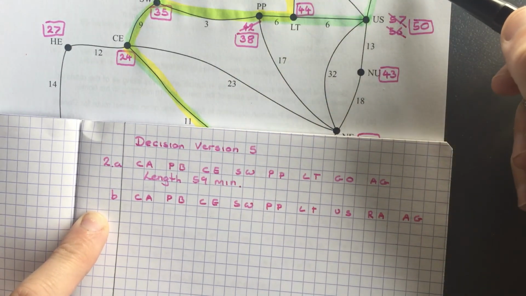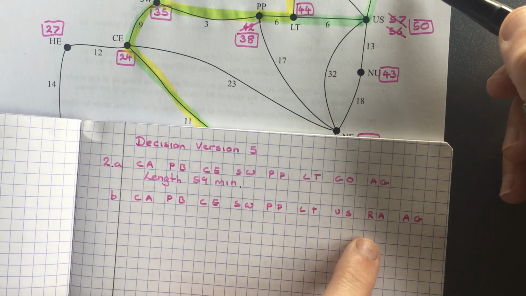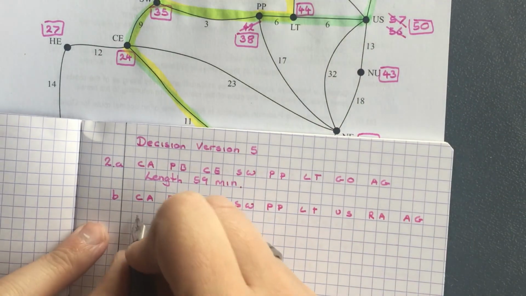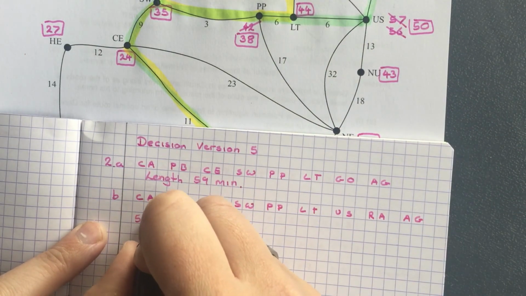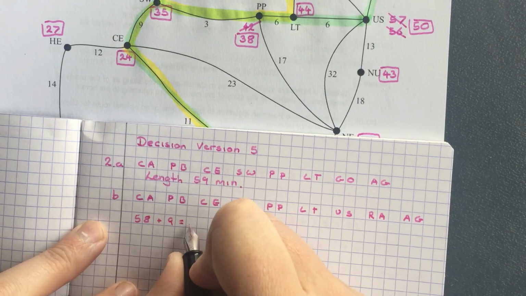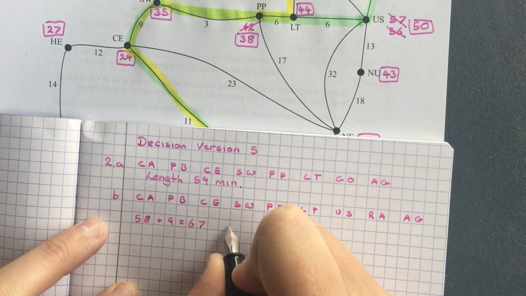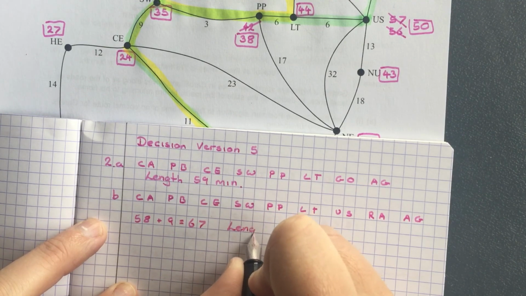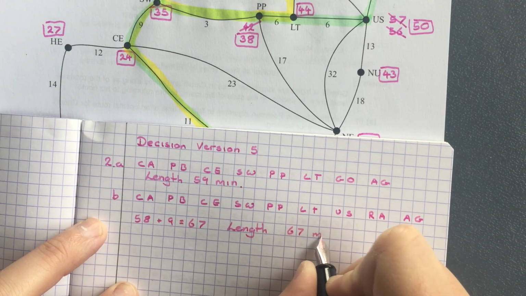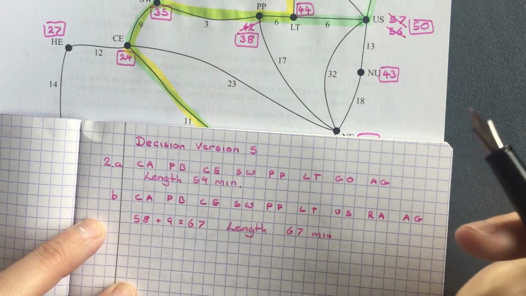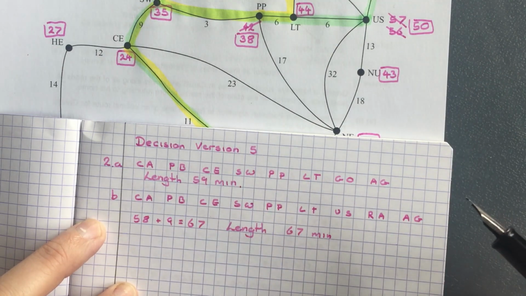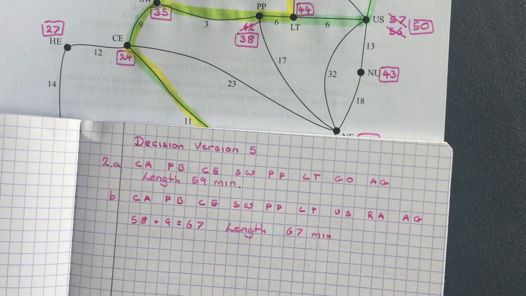So looking at Dijkstra, we know that it takes us 58 to get there and another 9 to get there. So 58 add 9 should give us 67. So our new length is 67 minutes. And it does say the new minimum travelling time, not the extra. So that's it for question 2.